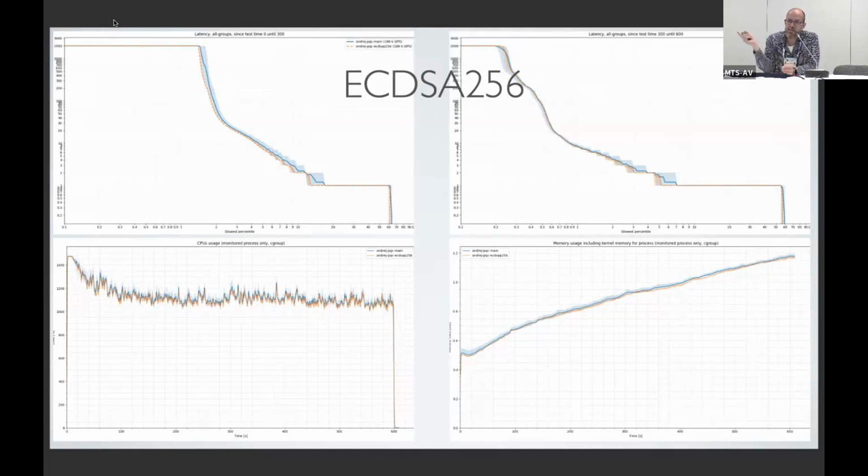This basically means that under 2 seconds you can validate something like 98, 99% with the cold cache, and more than 99.5 for the hot cache. Memory state: the left bottom is the CPU, the right bottom is the memory use, which goes up because there's more stuff in the cache.